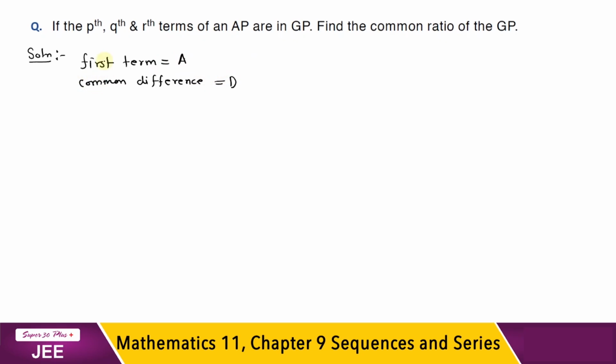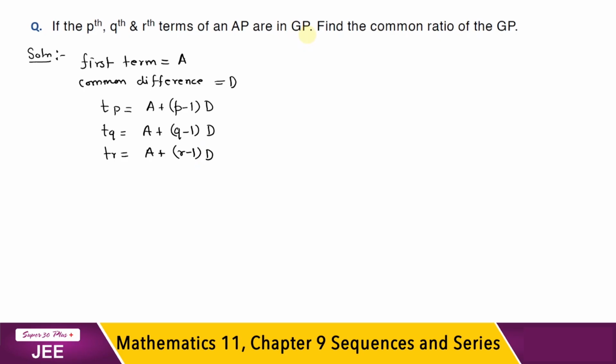Alright students, so we are supposing the first term of the arithmetic progression to be capital A and the common difference to be capital D. So the pth term, which means Tp, becomes equal to A plus (p minus 1) into D. The qth term becomes A plus (q minus 1) into D, and the rth term becomes A plus (r minus 1) into D. And these terms have been given to be in another progression, which is a geometric progression.